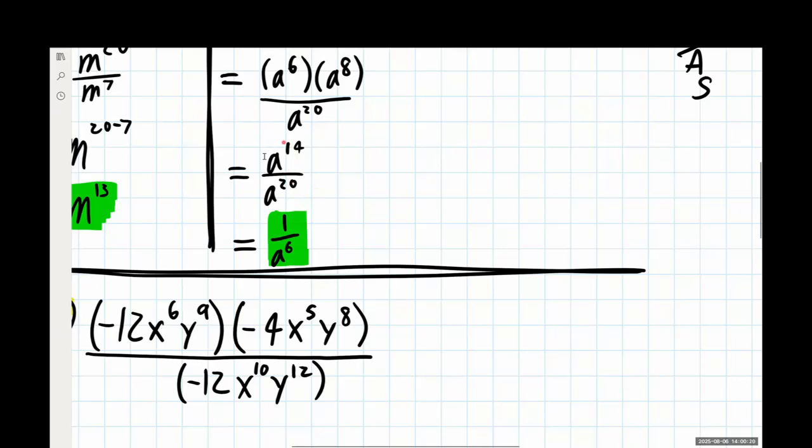And then I have the quotient rule that I can apply here. I have 14 a's up top. I have 20 a's down below. 14 will cancel for both of them, or you could, off to the side, do this for yourself if you need to. And then we'll end up with 1 over a to the 6th left over at the very end.